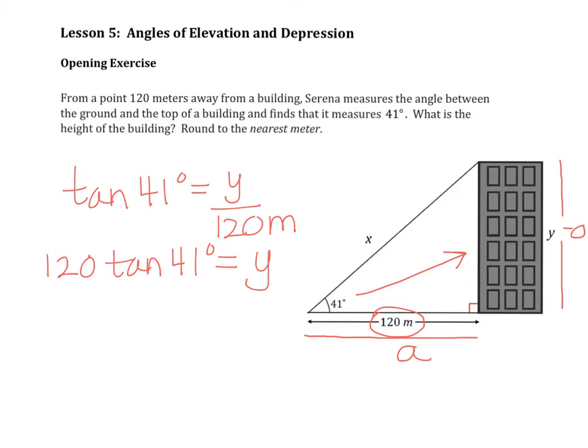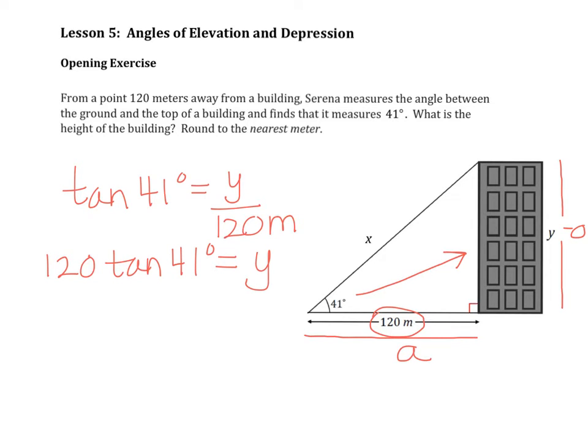Make sure your calculator is in degree mode, floating 6 to 8. You're going to go to the home page, number 5 settings, number 2, and look at the angle. Once you've checked that, go ahead and plug it into your calculator, 120 tan 41, in the calculation icon.